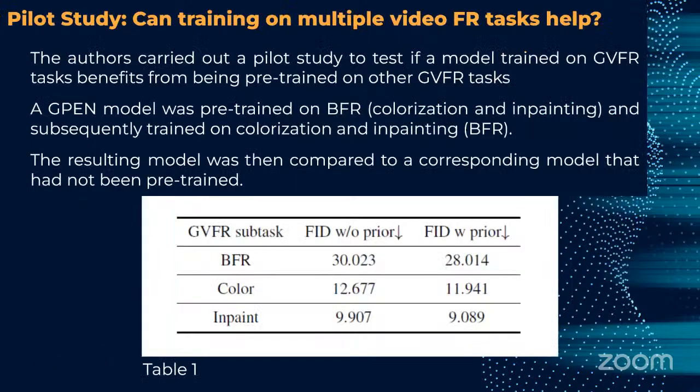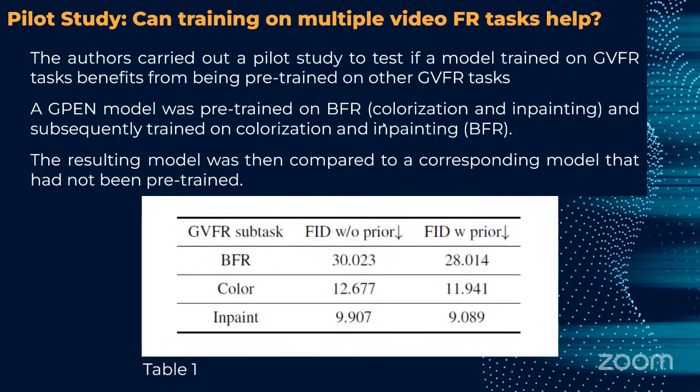Now, the first thing which is actually done in the article is they carried out a pilot study to investigate if it's really true that a model can perform better in each individual subtask when it's trained on all three subtasks instead of only on one of them. And for the pilot study, this GPEN model was used. GPEN is actually an image face restoration model, but it can also be used for video face restoration simply by applying it frame by frame. And this GPEN model was then first pre-trained on one of the three subtasks, and subsequently it was trained on the remaining two subtasks.